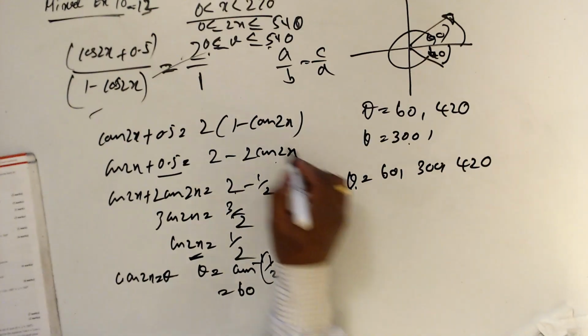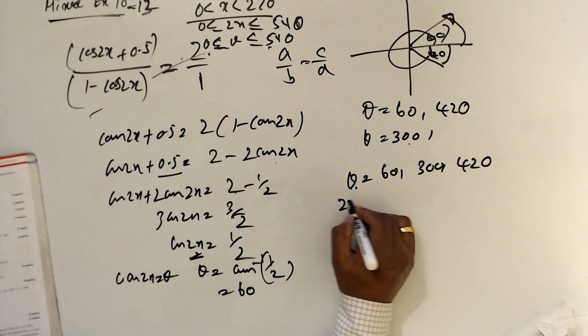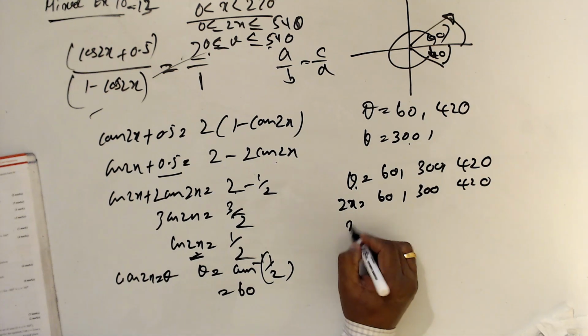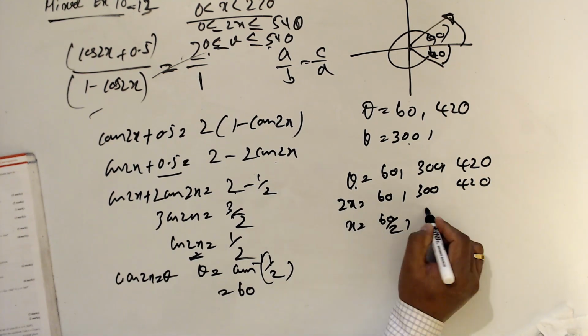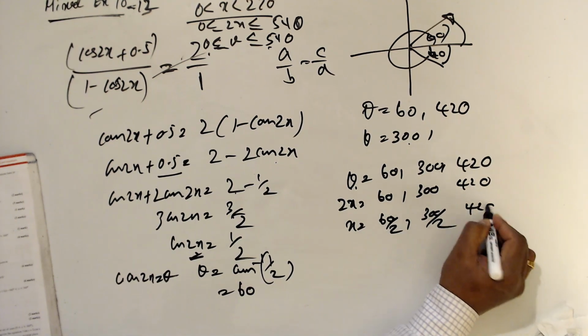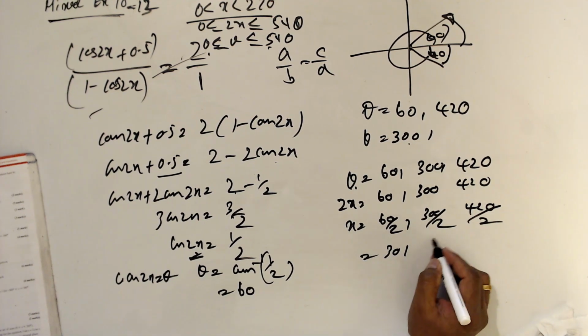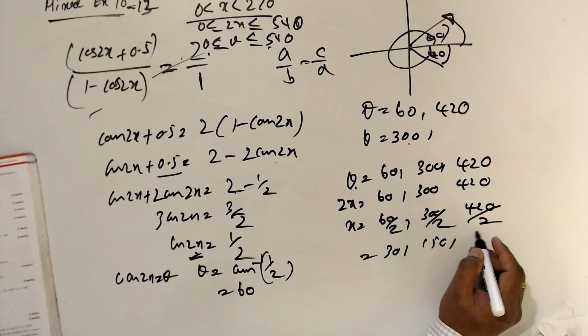So theta means 2x. So 2x equals 60, 300, 420. x equals 60 divided by 2, 300 divided by 2, 420 divided by 2: 30, 150, and 210.